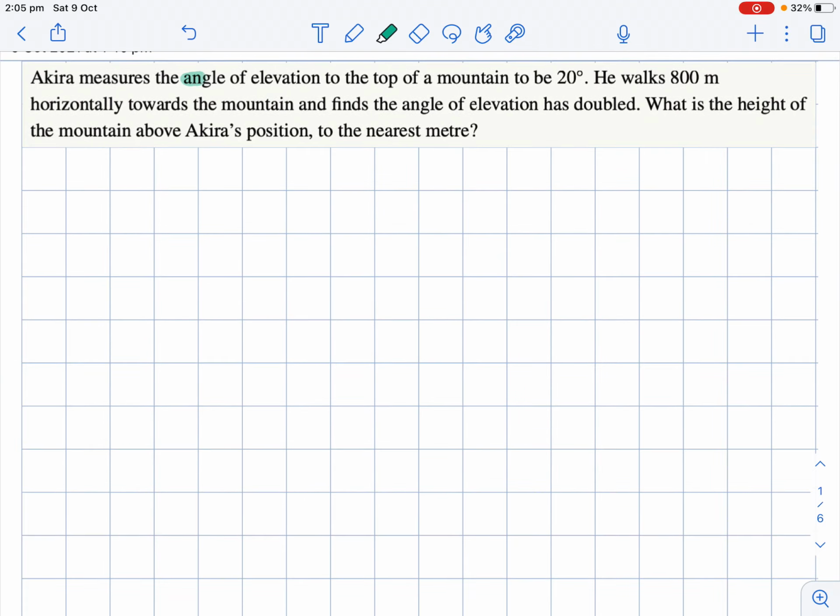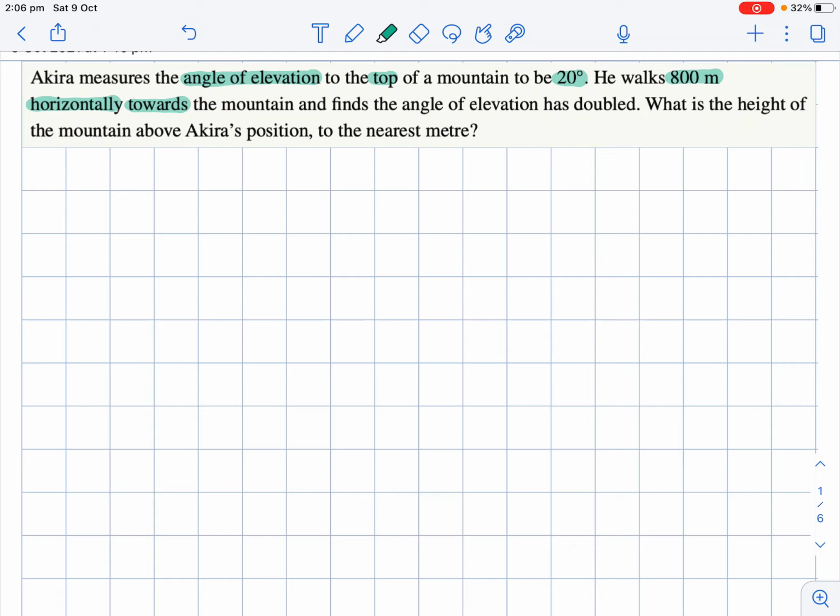The first thing I would highlight here is angle of elevation. And the reason I highlight that is because I know that angles of elevation and angles of depression always come from the horizontal. So that could be really useful. We know that that angle is 20 degrees, but I'm also going to say it goes to the top of the mountain. He walks 800 meters horizontally towards the mountain. So that's kind of important.